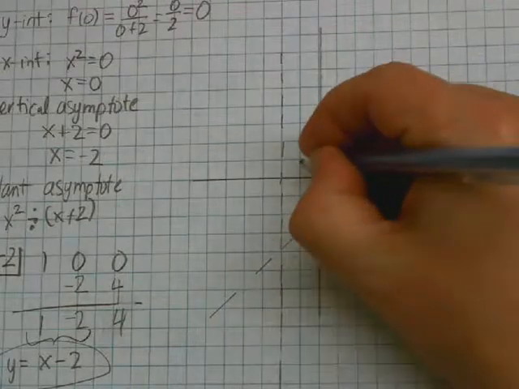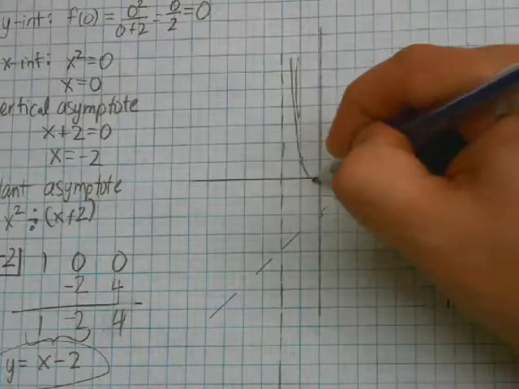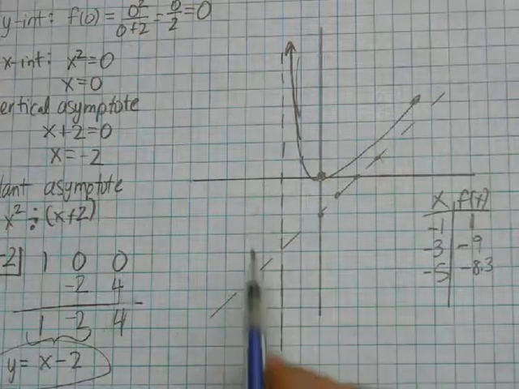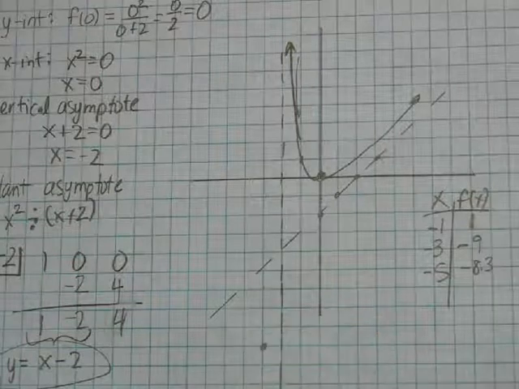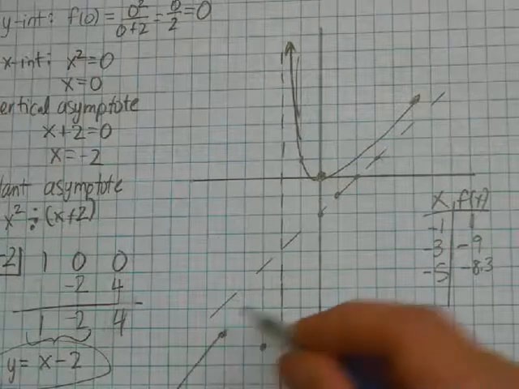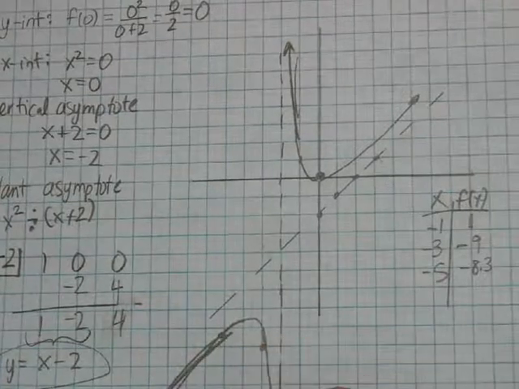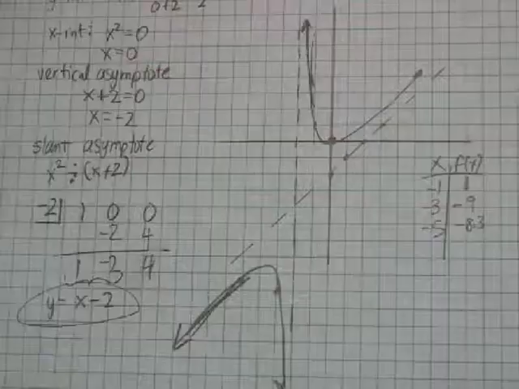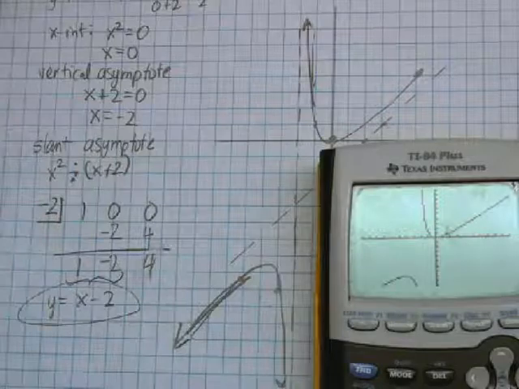Negative 1, 1. So it looks like I can kind of draw that curve in there. Negative 3, negative 9. Negative 5, negative 8.3 is about right there. And I draw my curves in. And that's a good, decent sketch. Taking a look at the calculator, you can see that those indeed match.